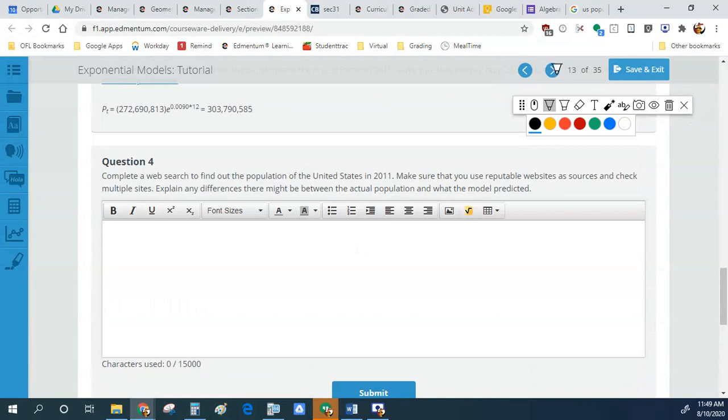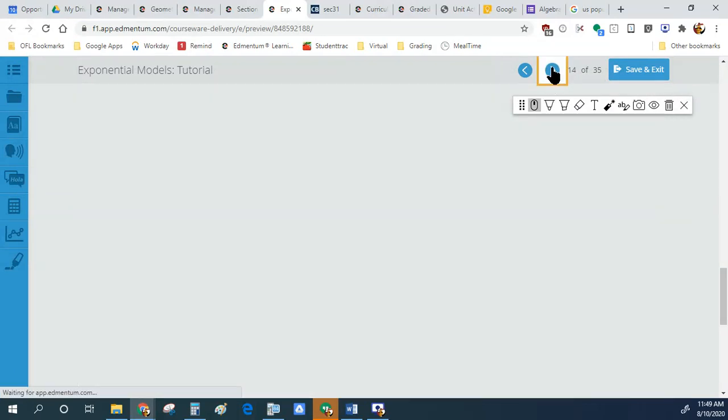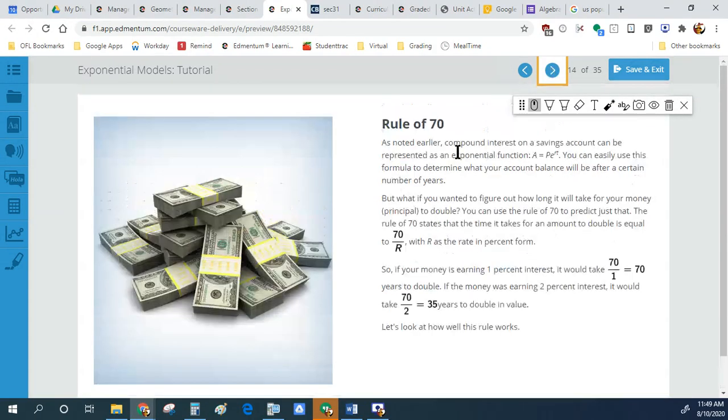So let me see what's next. I think that's a good place for us to leave off. Do you guys have any questions on how to set up exponential models or anything like that? Not yet. I'm going to stop the recording.